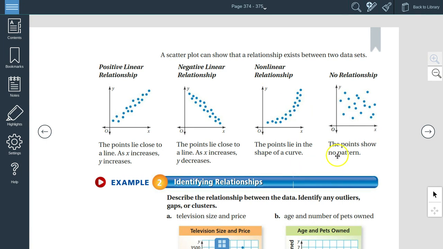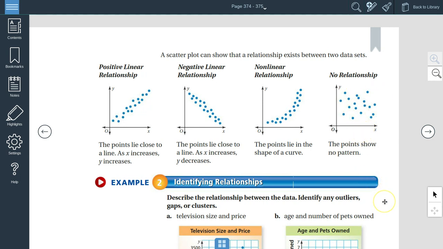And then no relationship. Sometimes you find data and you put it on a graph and you get an X and a Y, and it comes up pretty random and there's not really anything that you can base off of it. You call it no relationship. There's no trend. So if you're going to describe the data, you just say there's no relationship.